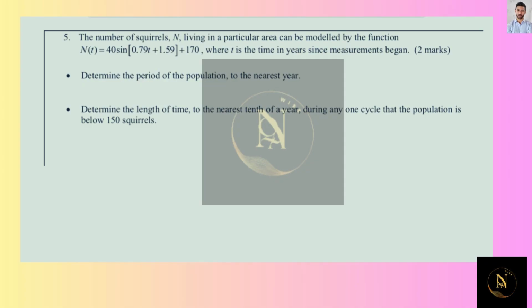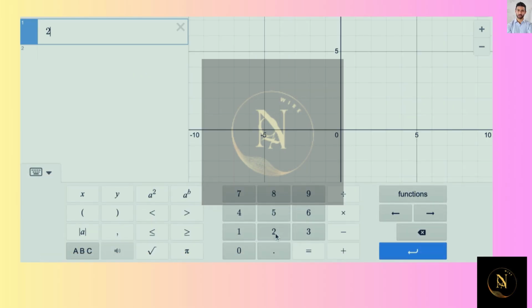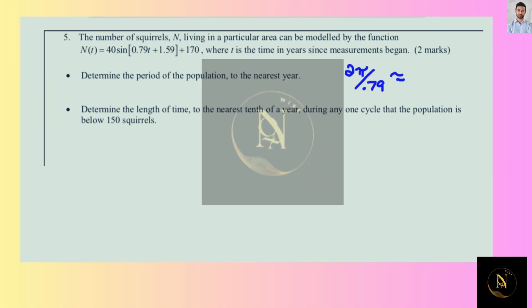Normally the period of sine is 2 pi, but if we're multiplying by 0.79, that's going to be a horizontal stretch. So if we divide the original period by 0.79, then the period of the population would be 2 pi divided by 0.79, or to the nearest year would be 8 years.